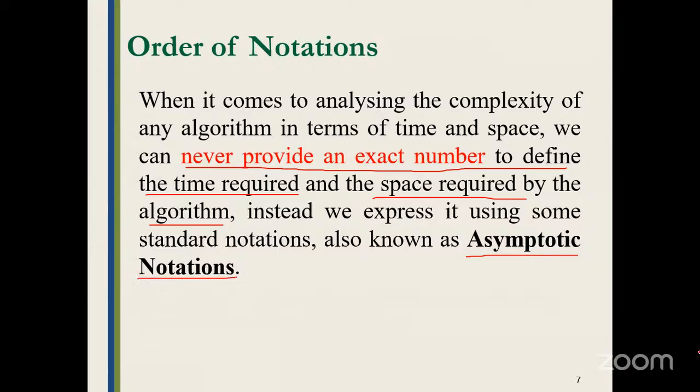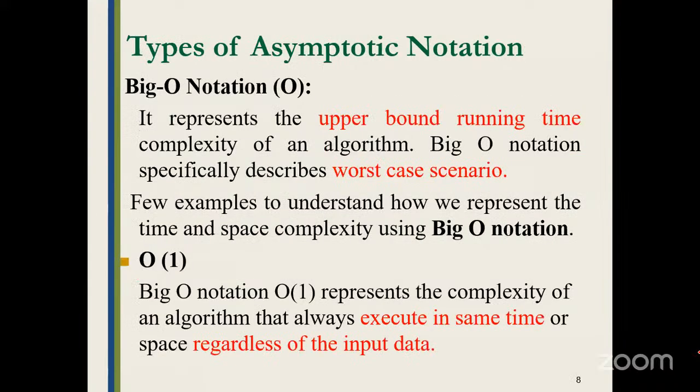What is asymptotic notation? When we have an algorithm, practically there is no chance to give an exact number related to the time complexity and space complexity. That's why we express those using notations called asymptotic notations. We have different types of asymptotic notations. Let us discuss those one by one.